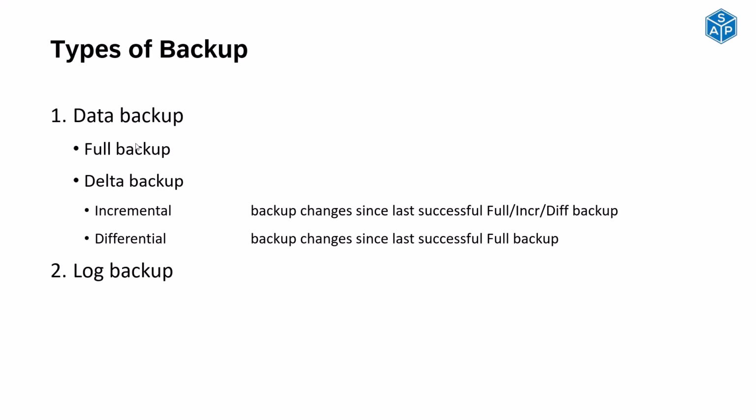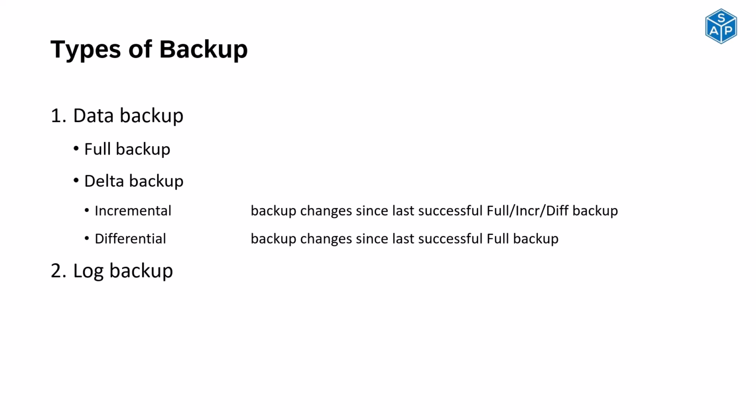Okay, so this is the term. So we have two types of backup: data backup and the log backup. Now, in the data backup, you have full backup, and the other is the delta backup, which comprises incremental backup and differential backup. Now, what is an incremental backup and what is the full backup? As the name suggests, a full backup is a complete backup of your database. Incremental backup captures changes since the last successful full, incremental, or differential backup. Differential backup captures changes since the last successful full backup. Now we'll see this in practice.